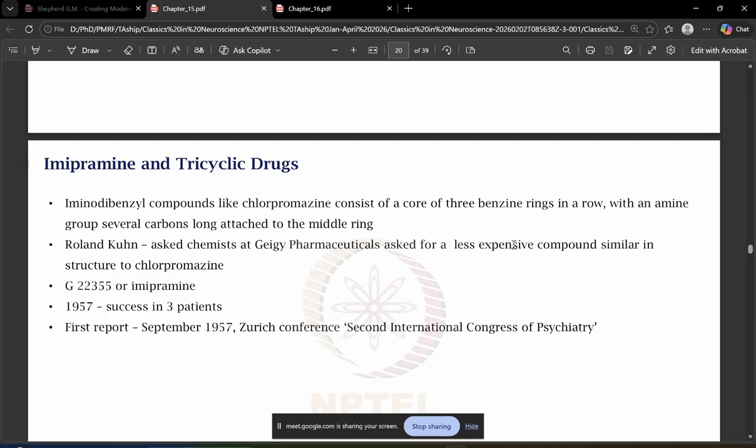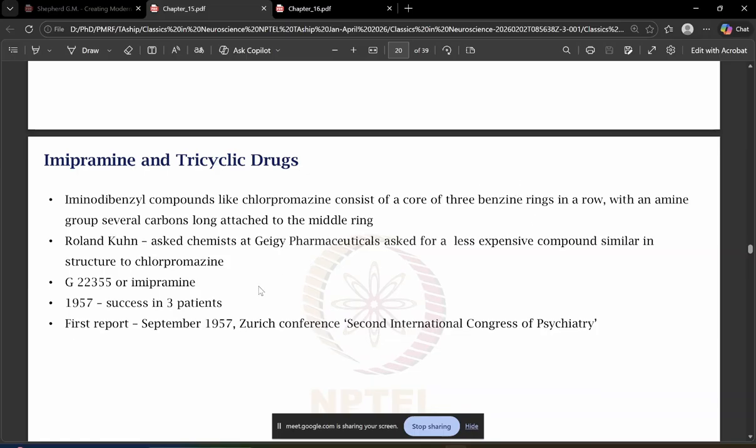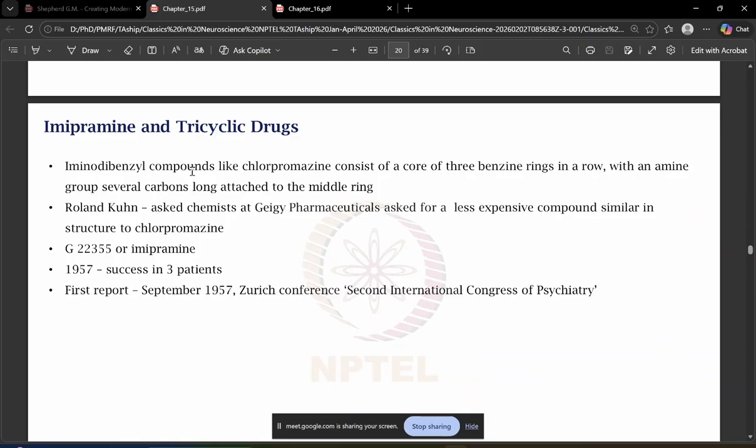So there are three benzene rings in a row, and there is an amine group which is several carbons long, and this amine group is attached to the middle ring of these three benzene rings. One of the examples of that is chlorpromazine, and these are called iminodibenzyl compounds.